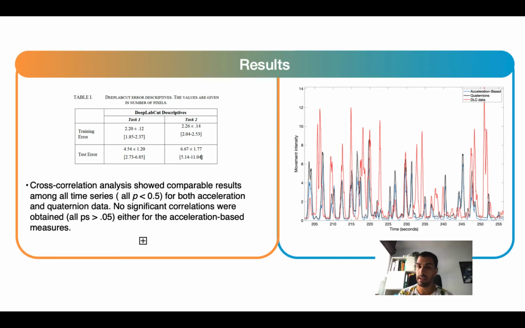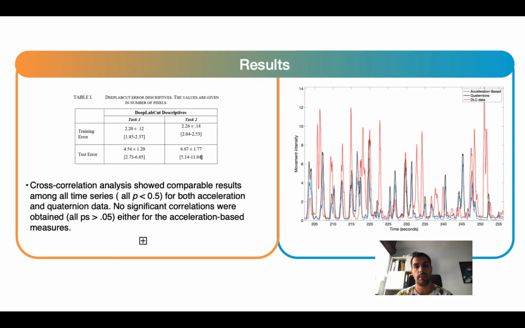One was free play, and the other was the high chair, where the infant was playing with rattles. It was performing with a training error of 2 pixels, and a test error of 4 and 6 pixels in free play and in the high chair position. So it's a very low error, taking into account that the resolution was very high.